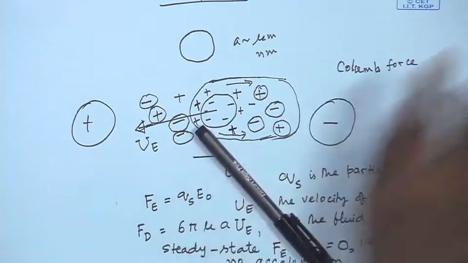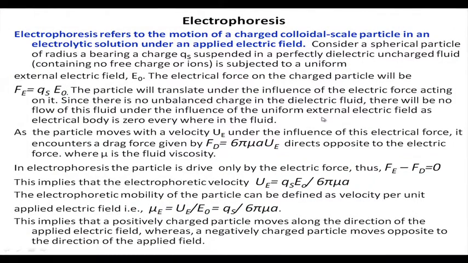So, that is the thing we have stated here more clearly. This is the particle experiencing an electric force. The particle will translate under the influence of the electric force acting on it. Since there is no unbalanced charge in the dielectric fluid, there will be no flow of this fluid under the influence of the uniform external electric field. That means the Coulomb force is 0, and no electroosmotic flow occurs, as the electric body force is 0 everywhere in the fluid. So, the particle is moving with a velocity u e.